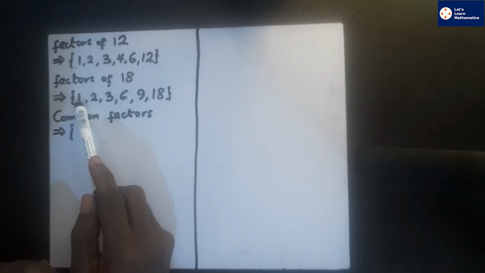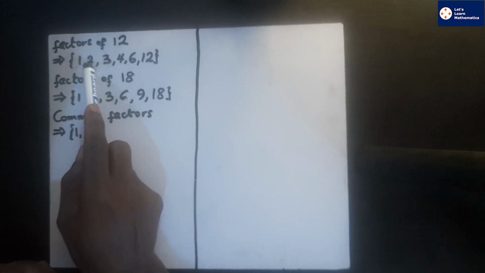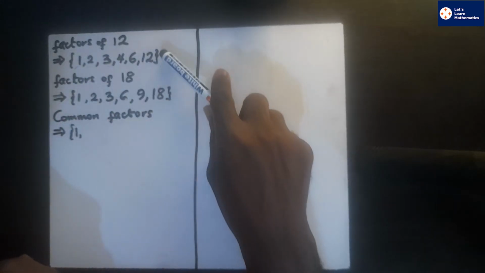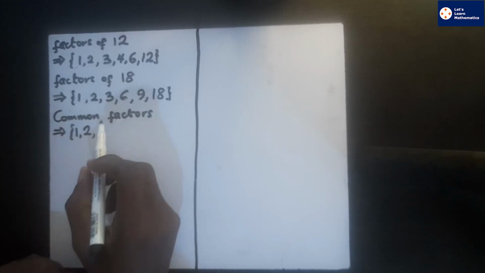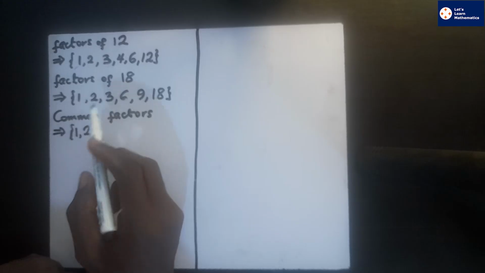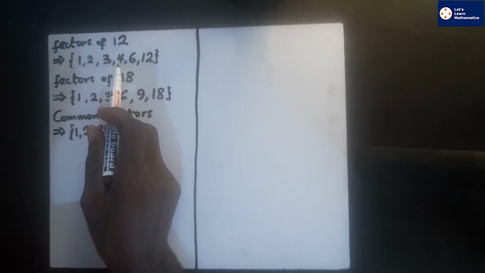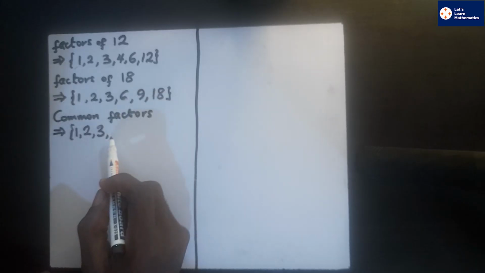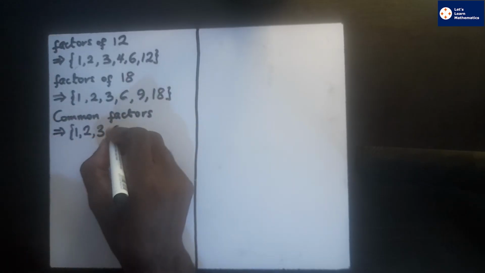So let's look at them critically. I can see 1 here and I can see 1 here as well. So 1 is a common factor of 12 and 18. So you write it. Let's look through again. What about 2? 2 is here, 2 is here. So 2 is also common to the factors of 12 and 18. What about 3? 3 is also here and at the same time here. So 3 is also a common factor. 4 is just in the list of factors of 12, but it is not here. So 4 cannot be part of the common factors. But I can see that 6 is here, 6 is here. So 6 is part of the set of common factors of 12 and 18.